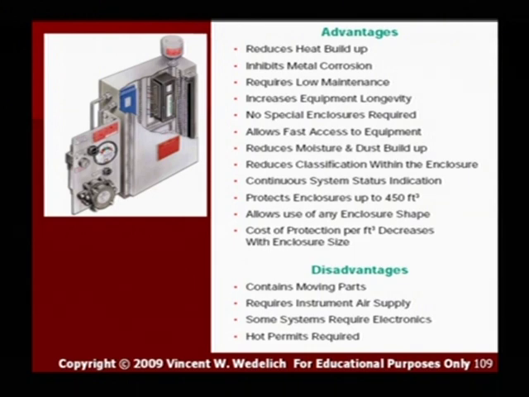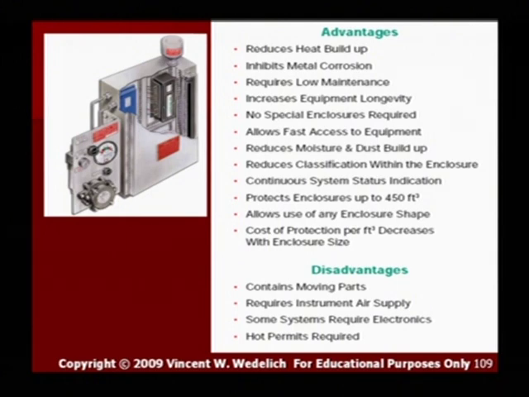Requires low maintenance, increased equipment longevity. No special enclosures required. That's true. Allows fast access to equipment. Just pop the box open and you can get into it. Reduces moisture or dust buildup. That's true. Reduces classification within the enclosure. What this means is if you have a Class 1 Div 2 area outside of this enclosure, you put general purpose, just regular equipment inside, arcing and sparking devices inside this box, and you put a Z-purge on it, then you're okay. You now have an enclosure that is suitable for a Class 1 Div 2 area.